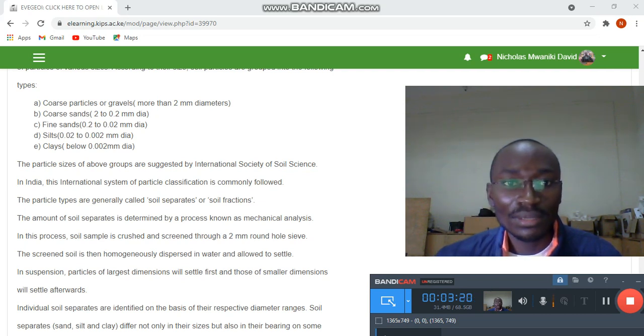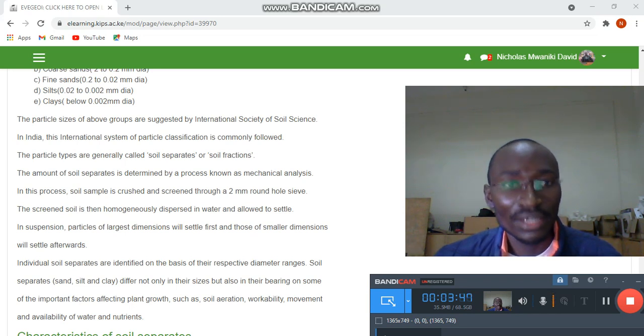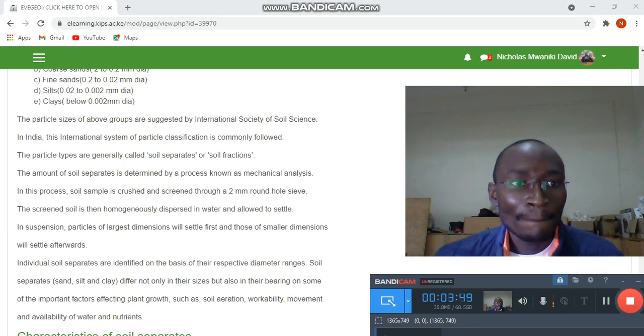All these sizes of particles according to the separates have been classified by this body, the International Society of Soil Science. It is the one which has come up with these classifications based on the soil separates. In India, for example, this international system of particle classification is commonly followed. The particle types are generally called soil separates or soil fractions.